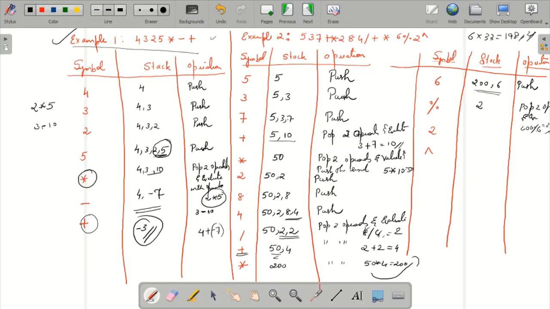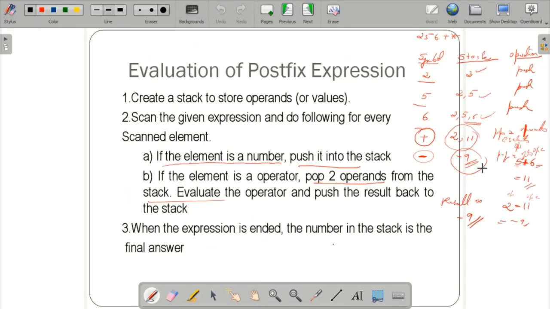Whatever that result is, it will be pushed over here, 2. Now here again 2 has to be pushed, that is this 2 and this 2. So it is push. Then you have the power symbol. So what is the power symbol? First this 2 over here, this 2 over here, with power in between. So 2 power 2 is nothing but 4. So the final result is 4. So this is a complex problem which involves all the operators. So this is regarding example 1, example 2, as well as the algorithm.